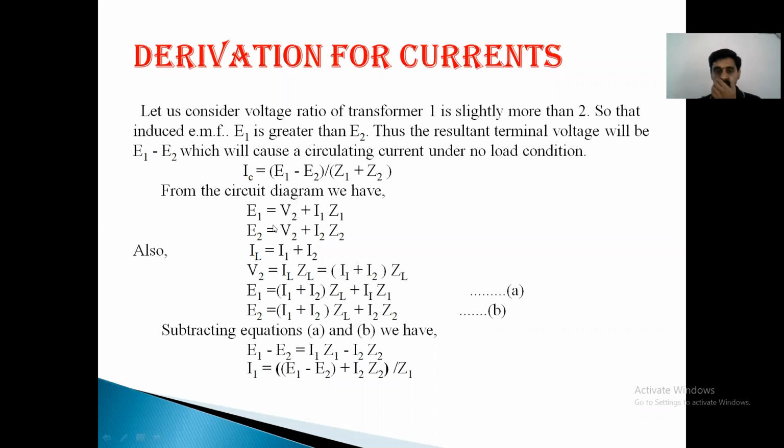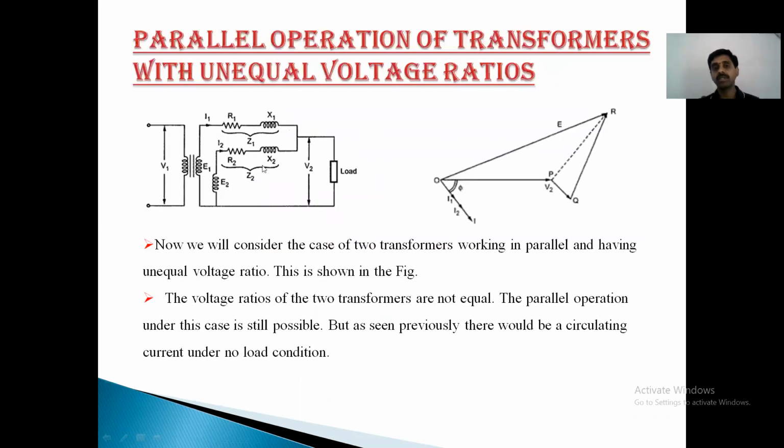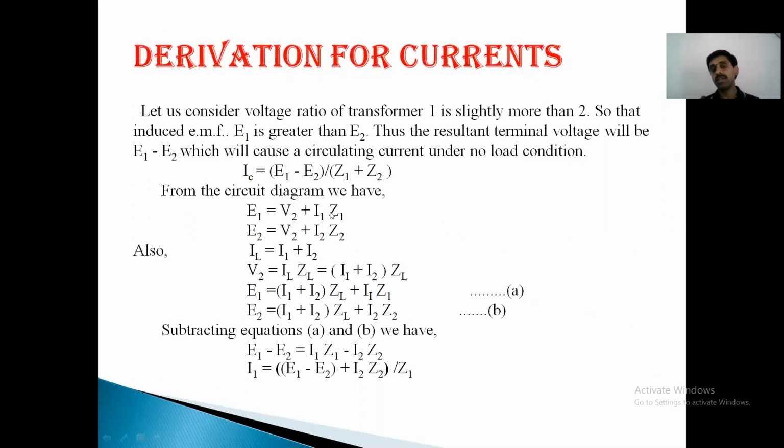So from the circuit diagram, you can calculate E1. What is E1? If you see the previous picture, E1 is equal to V2 plus I1 Z1, and E2 is equal to V2 plus I2 Z2. You can write it like this. What is the total current? I1 plus I2. And what is V2 actually? Total current into the total impedance of the load. So you know IL is equal to I1 plus I2, into ZL.